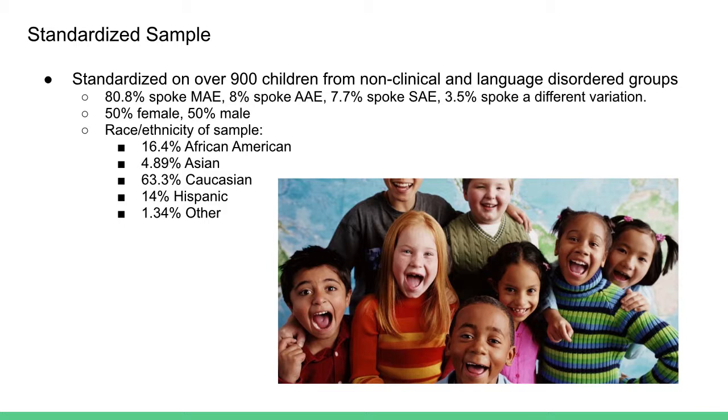50% of the sample was female, while 50% was male. The sample represented many races and ethnicities. 16.4% were African American, about 5% were Asian American, 63% were Caucasian, 14% were Hispanic, with the remaining 1.3% as an unspecified ethnicity.